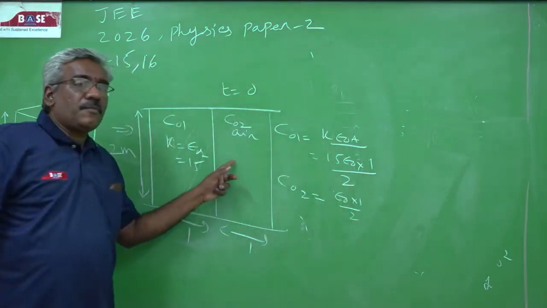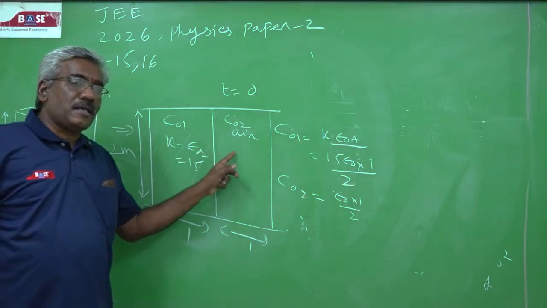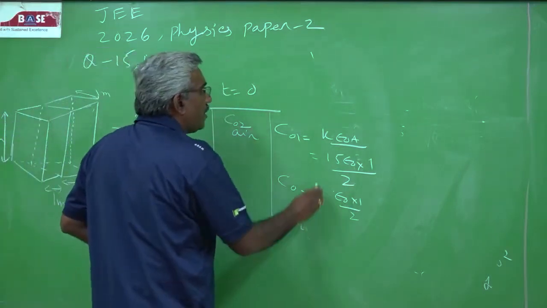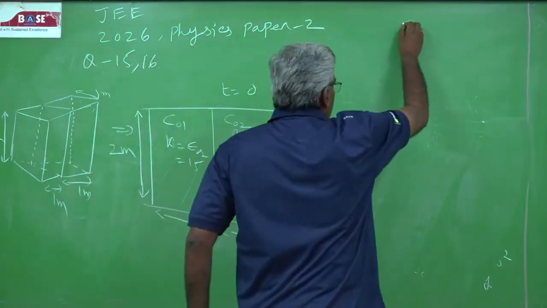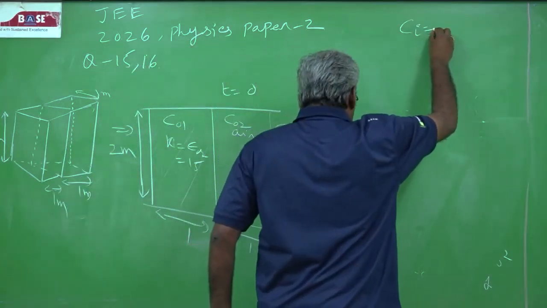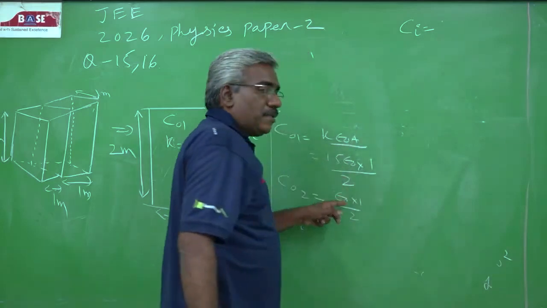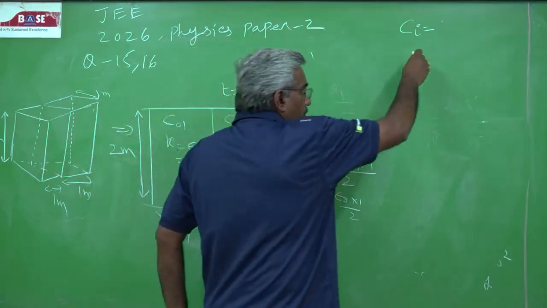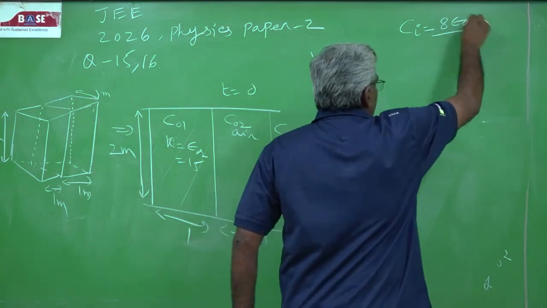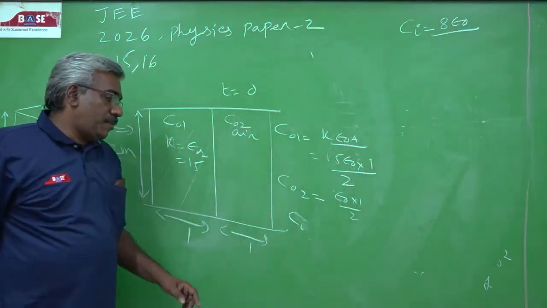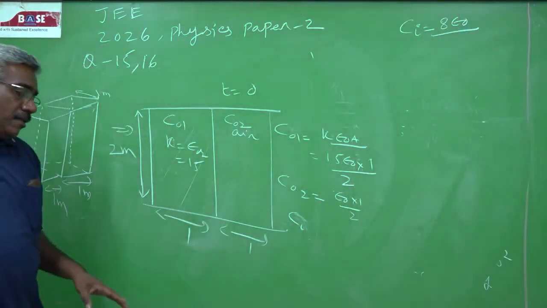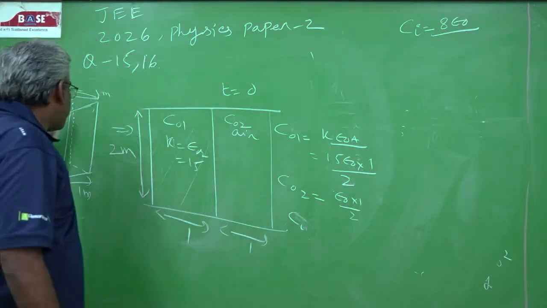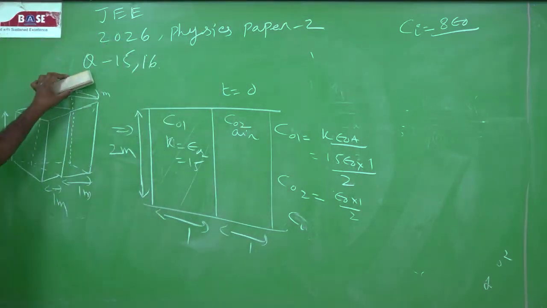So this and this capacitor are parallel. So the initial capacity of the system, I will write C on the top right corner, because we have to use this result. Initial capacity is this plus this, so 15 plus 1, 16 by 2. So this becomes 8 epsilon naught. Up to here it is clear. Fine. Now what we have to see is, I think I can rub off this part.